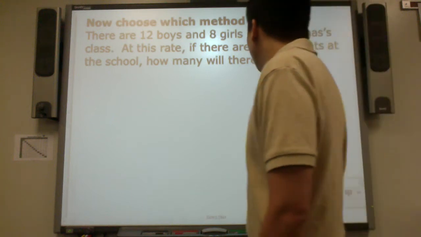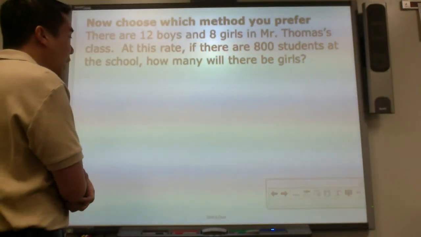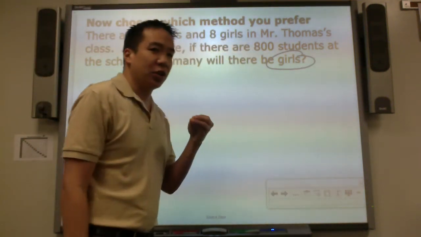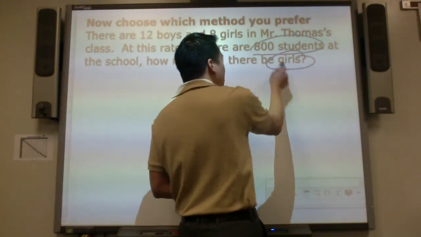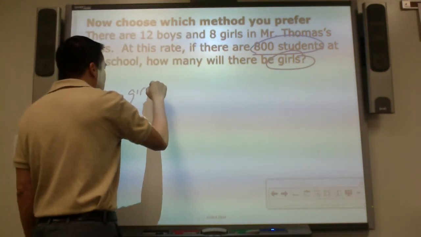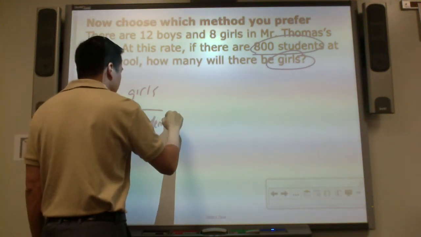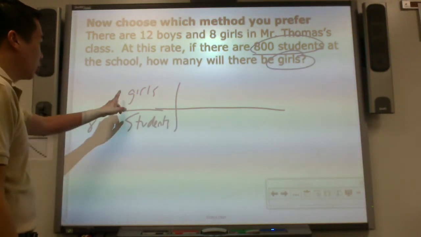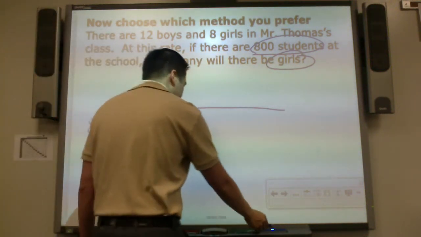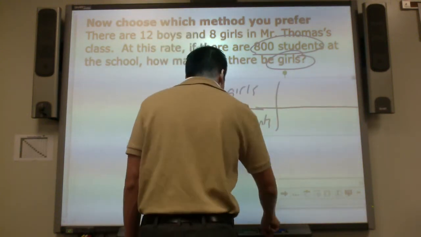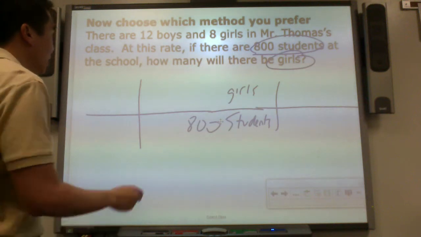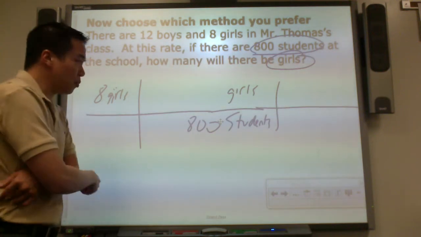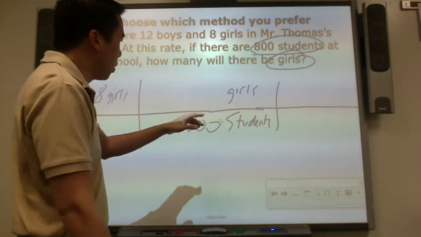There are 12 boys and 8 girls in Mr. Thomas' class. At this rate, if there are 800 students at the school, how many will be girls? So they're asking how many girls from 800 students. Well, we know there are 800 students. Do we know how many girls there are from 800 students? Let's see what we started with. We started with 8 girls, and there's 12 boys. Do I need that 12 boys? Do I need to write down that 12 boys? No. It's part of students.